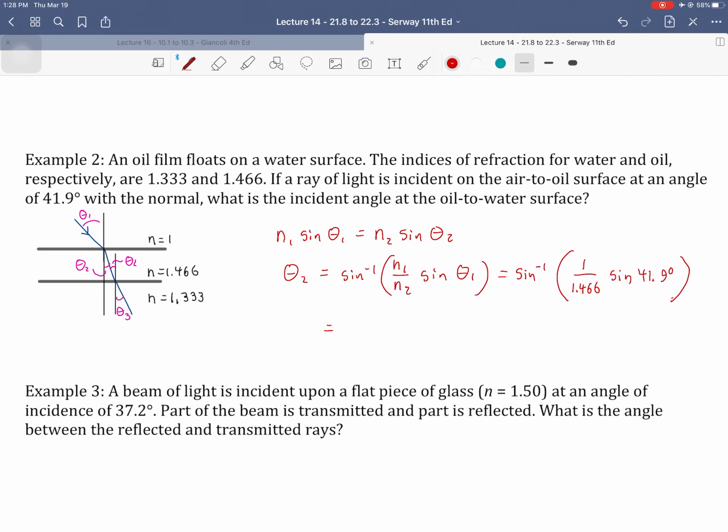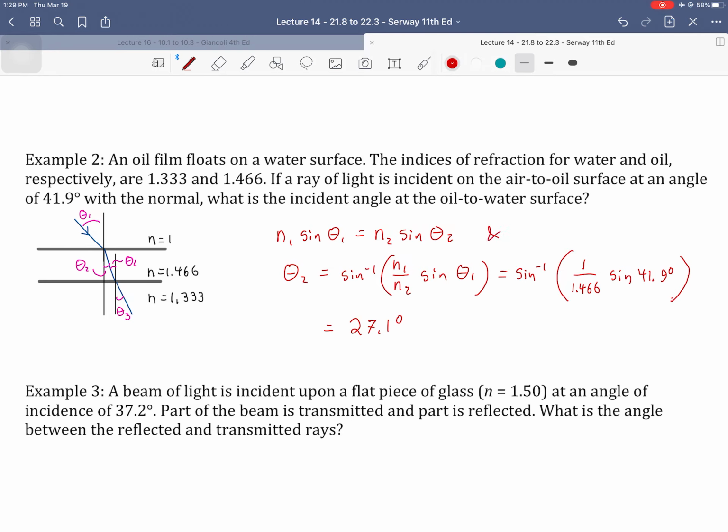So we'll go ahead and calculate that. Sine inverse of 1 divided by 1.466 times sine of 41.9. All right, so I get 27.1. So 27.1 degrees. Okay, and now I want to do something very similar for theta 2.